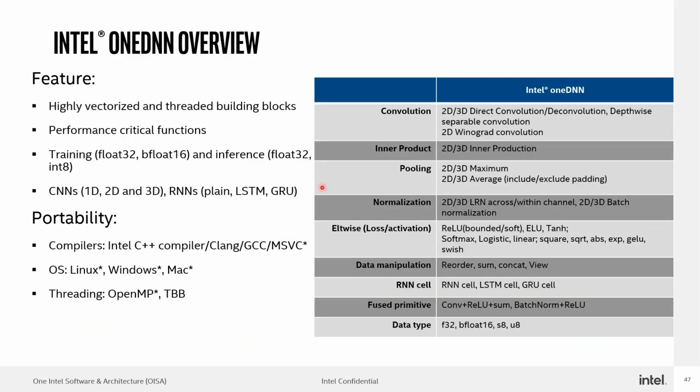So the overview of oneDNN is that it is a highly vectorized and threaded building block. It is optimized for critical deep learning functions, like shown in this table. It is optimized for 2D, 3D convolution, deconvolution, different types of convolution, as well as the inner product, so the matrix multiplication.